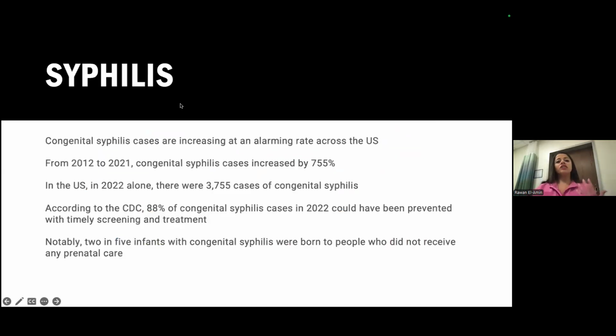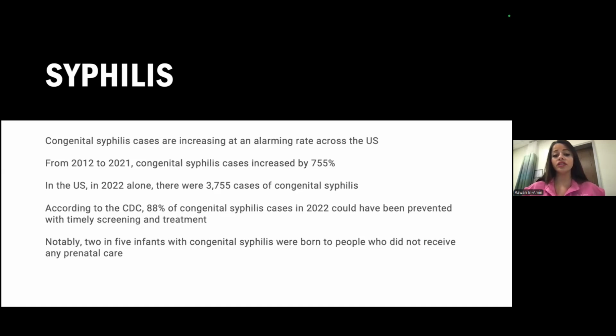Well, why do we care so much? My goodness, congenital syphilis has increased by 755%. And I have actually noticed that throughout the years. We have had at least 2 pregnant patients with neurosyphilis that were admitted. I feel like we have seen way more syphilis cases lately than when I first started.